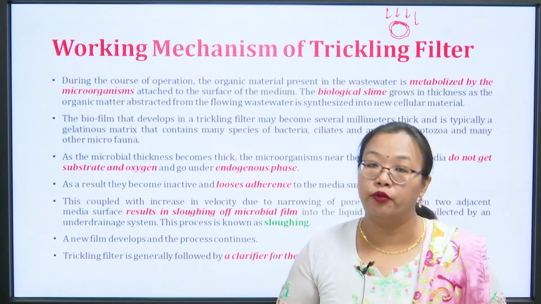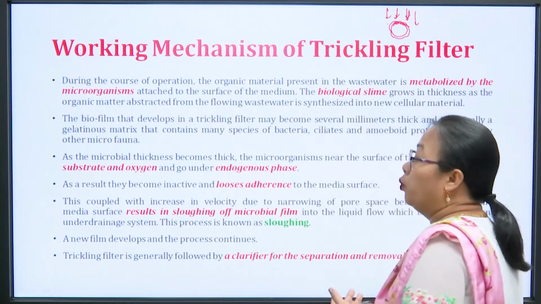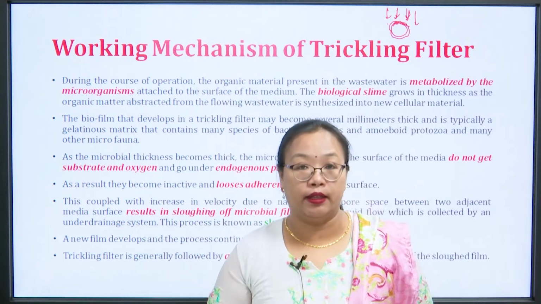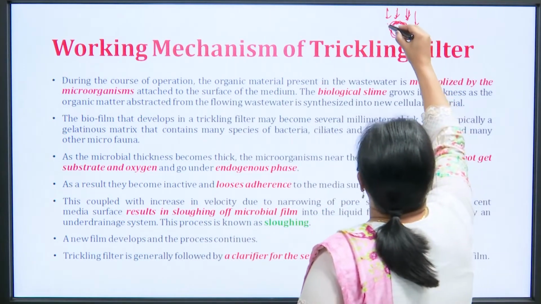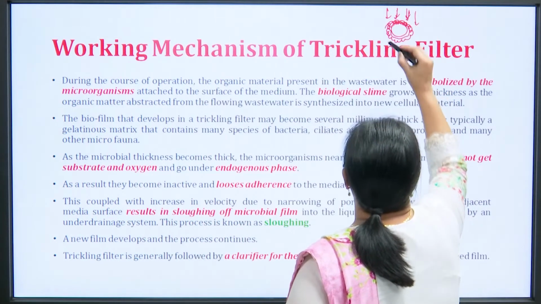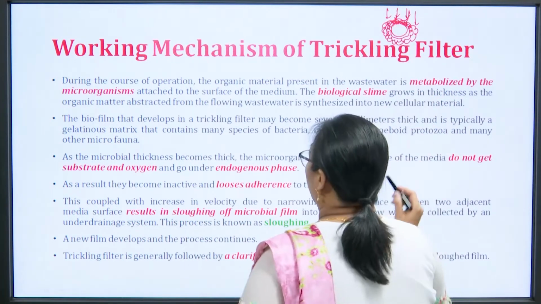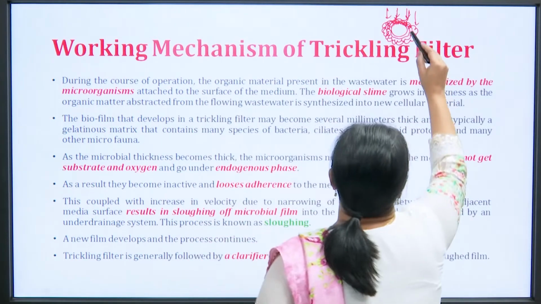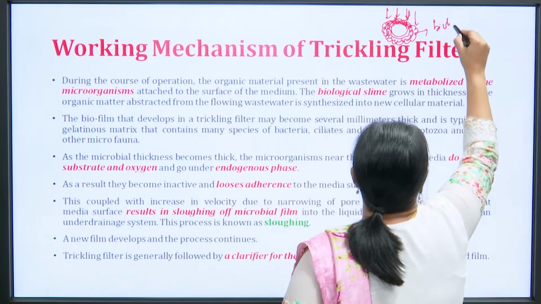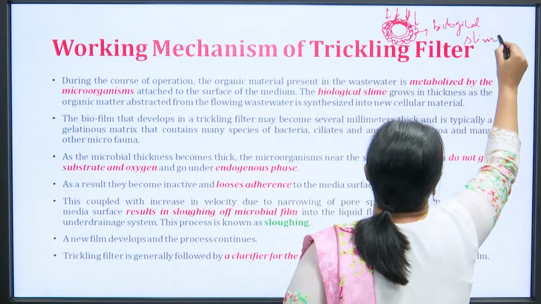So, they are going to take food from this. They are going to eat the food. When you eat food, what do you do? You grow, you reproduce, you form new cells, exactly. So, what is going to happen? They are going to increase their thickness, because new cells are formed. Now, this is the biological slime, you can say slime, you can say film, whatever you want.